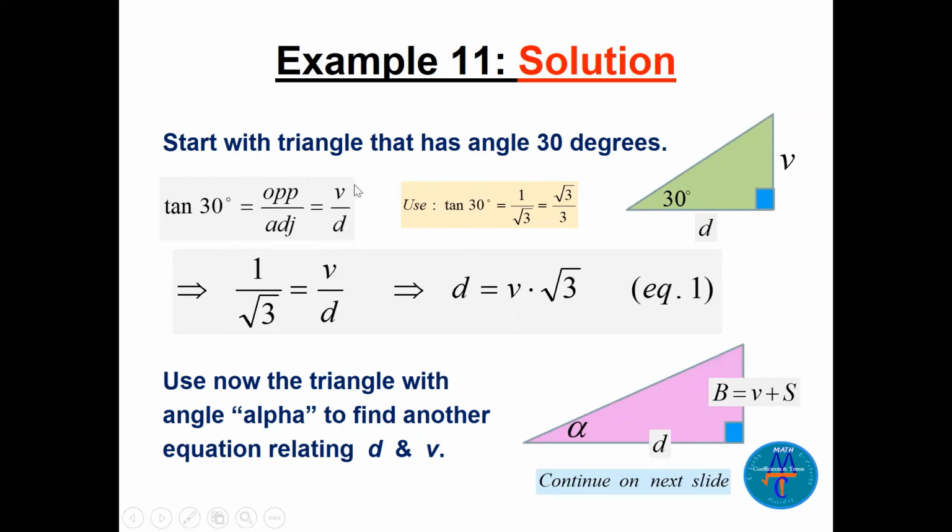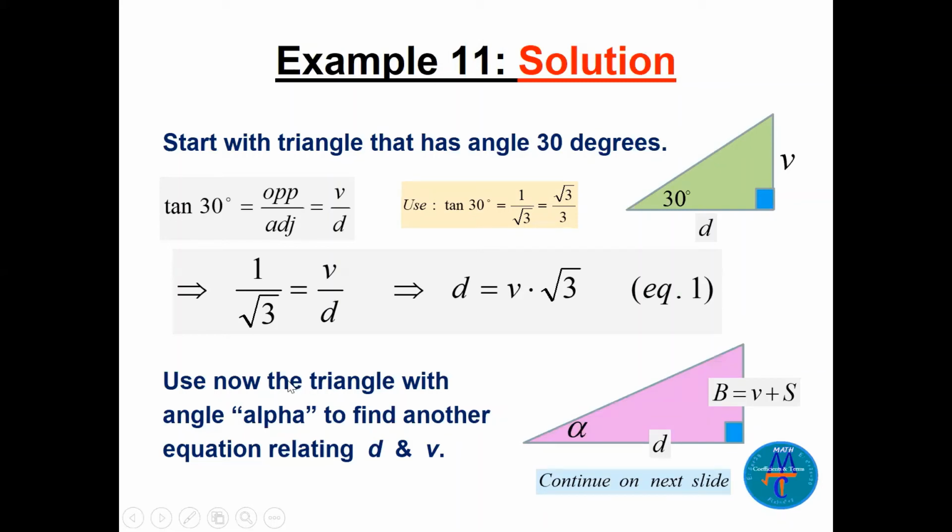So tan 30 will be V divided by D, the opposite over the adjacent. And we know tan 30 will be square root of 3 over 3, or we can write also 1 over square root of 3. That's the same. This is after you rationalize. So 1 over square root of 3 is equal to V divided by D. Cross multiply, D will be V square root of 3. Let's call this equation 1, because we don't know D, we don't know V.